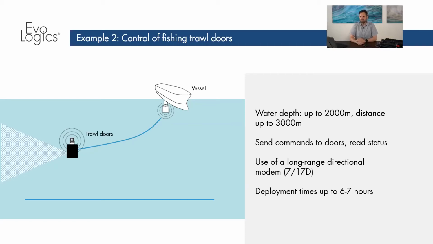And the solution we proposed was using long-range directional modems. So basically the vessel unit is pointing towards the trawl doors, and the trawl door units are also pointing towards the vessel. And this is an application where a wake-up module is not required. The deployment time is only 6 to 7 hours, and the normal battery will provide enough power to operate during this time.